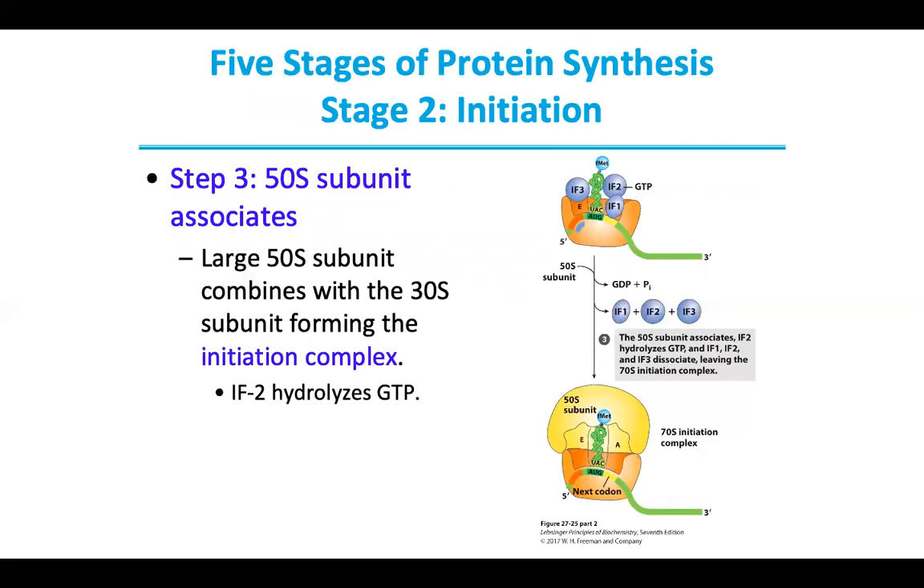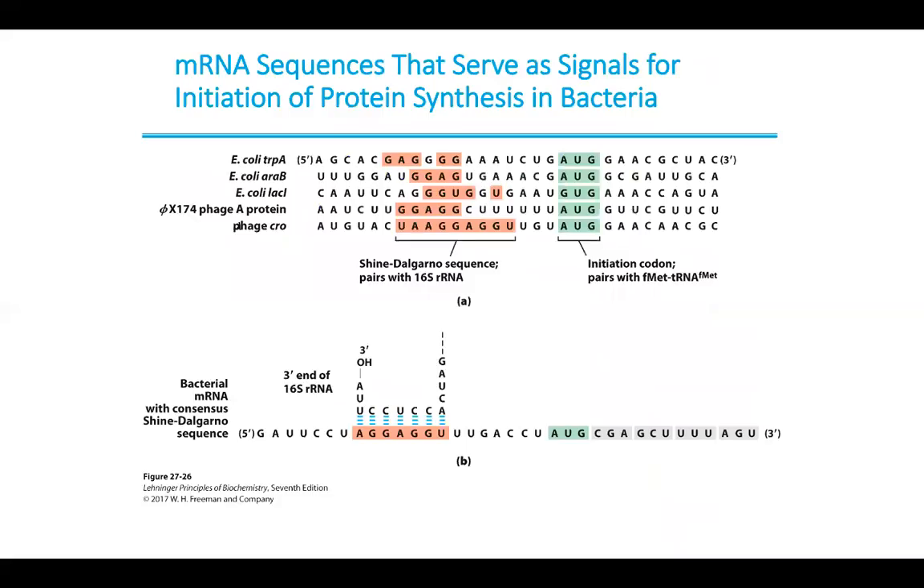Step 3 is that the 50S subunit associates. The large 50S subunit combines with the 30S subunit to form the initiation complex. And it is the initiation factor 2 that hydrolyzes the GTP. mRNA sequences that serve as signals for initiation of protein synthesis in bacteria include the Shine-Dalgarno sequence. So these are signals for initiation of protein synthesis. And as you can see here, you have the initiation codon that is paired with the fMet tRNA.